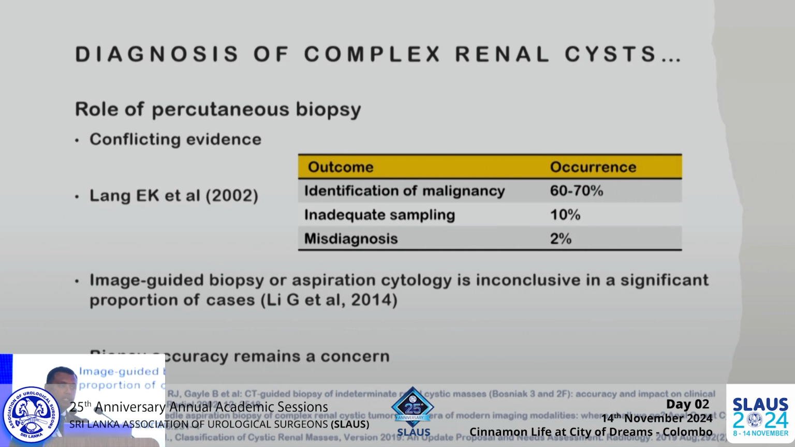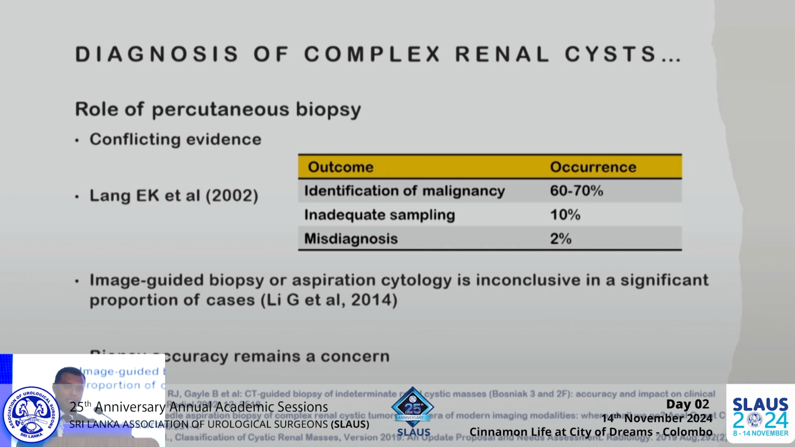So how about the role of percutaneous biopsy? Of course, the available evidence is more conflicting. Way back in 2002, you could see one study has shown a very good identification rate of malignancy, up to 60 to 70%. But we know later in 2014, there is a study shown image-guided biopsy or aspiration cytology is inconclusive in the majority of the cases.